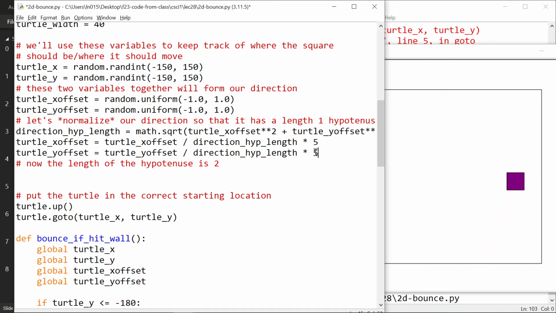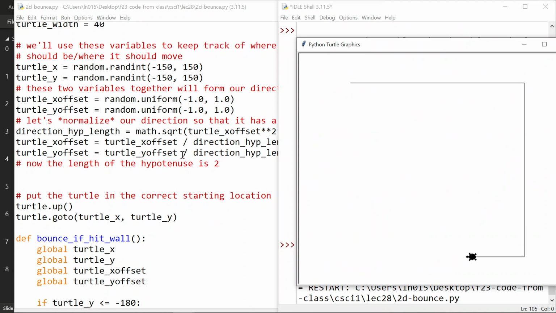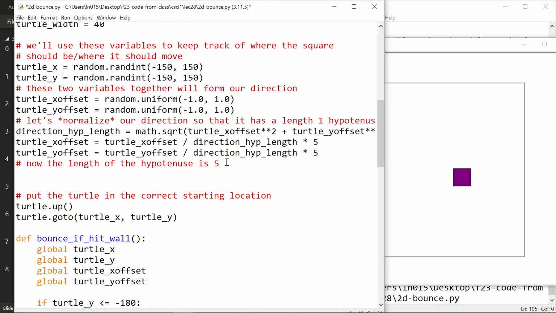Make the hypotenuse length 5, so it's going to move 5 units in the turtle world each time. And so that corresponds to speed, because we move by that amount. That's a little scary looking, every frame. Okay? So that's the goal, that's the idea. The hypotenuse length was 5 when I did that, so let's put it back to 1, as we had it before.